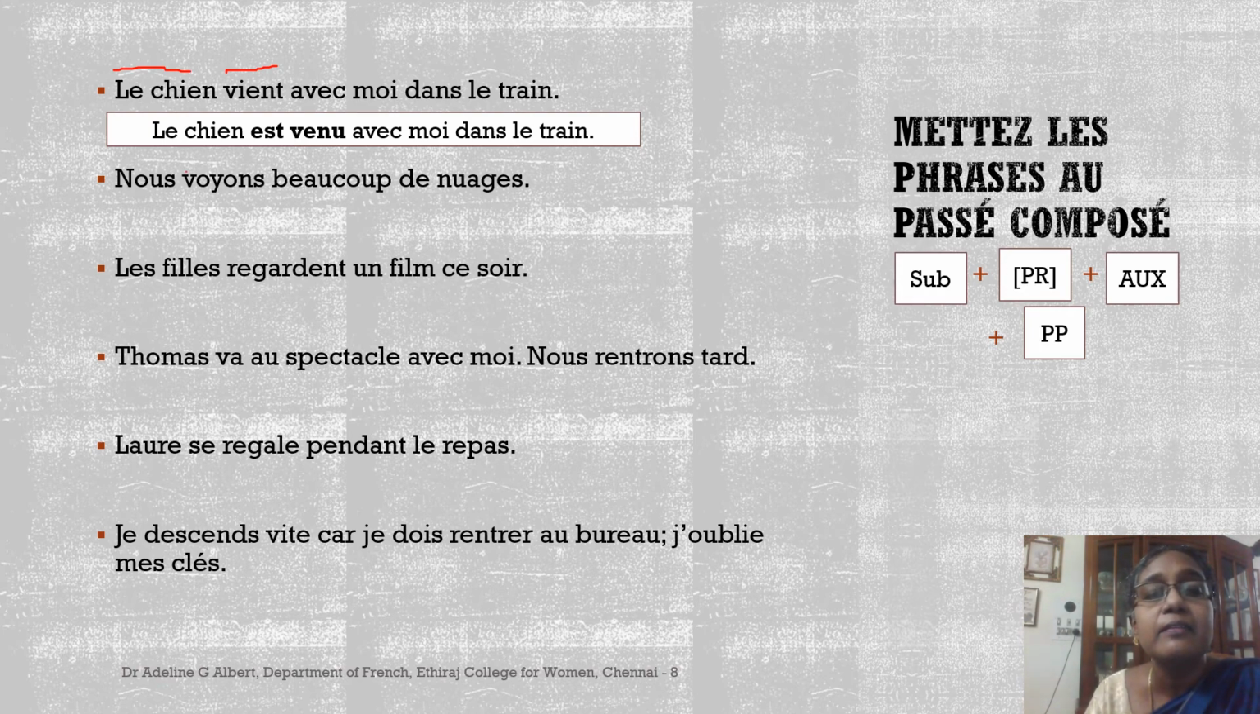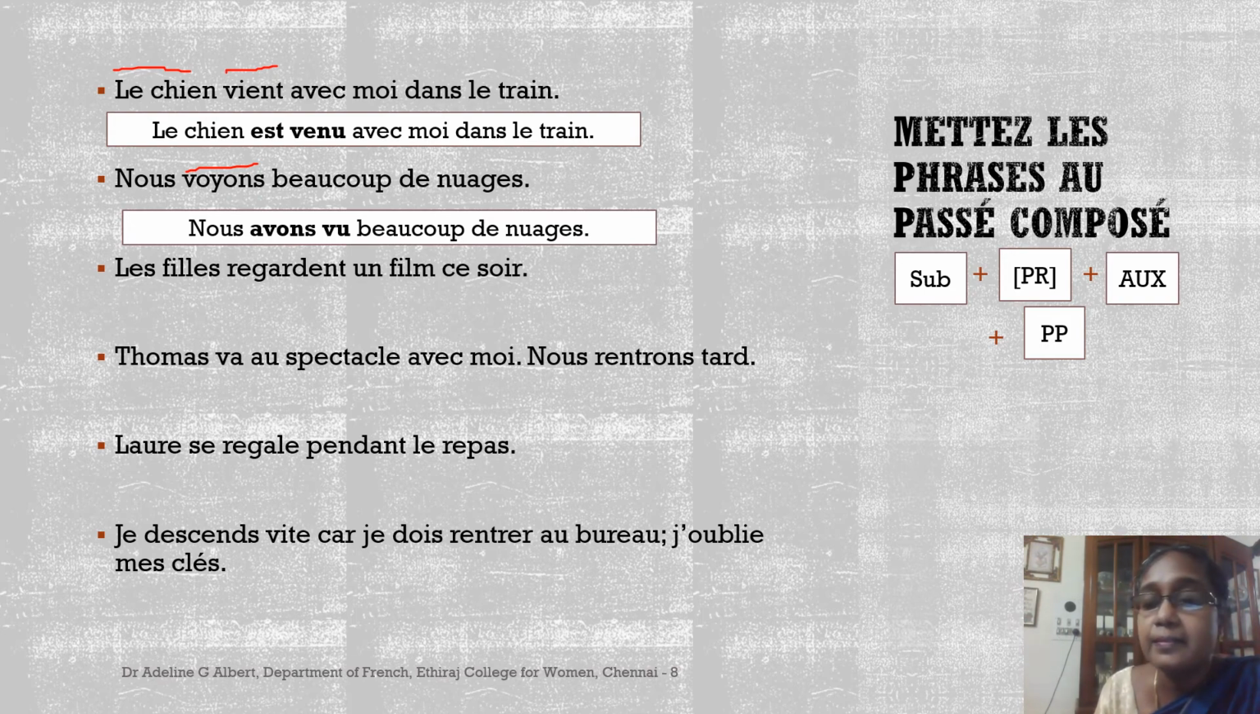See, the verb vient has become est venu. Your next sentence, this is your verb: voyons, voir. Nous voyons beaucoup de nuages, nuages, clouds. We see becomes we saw. And this is your sentence. Now, instead of voyons, you have two parts: avons, vu.